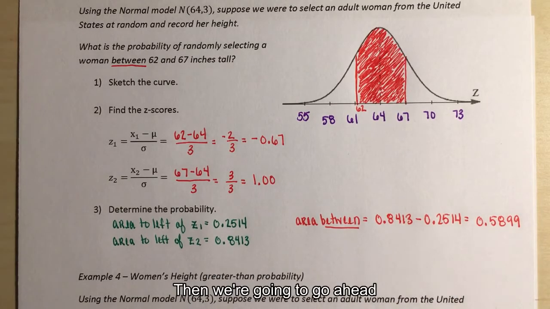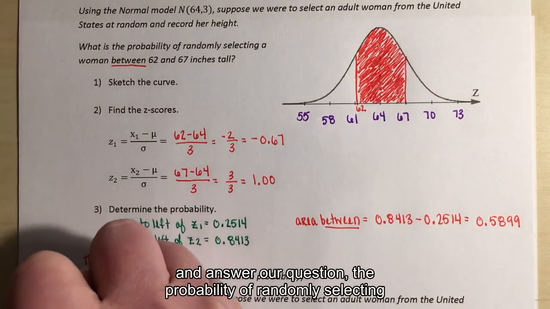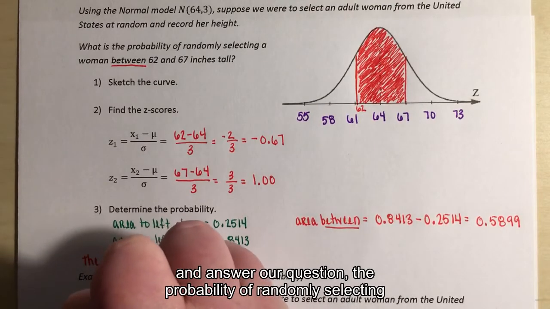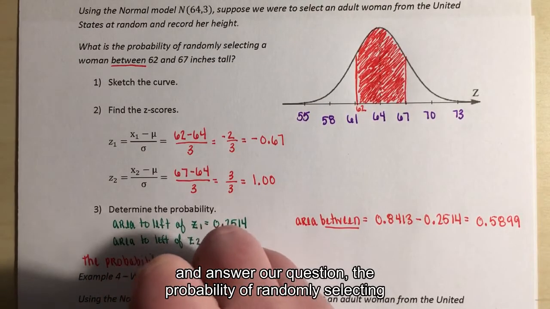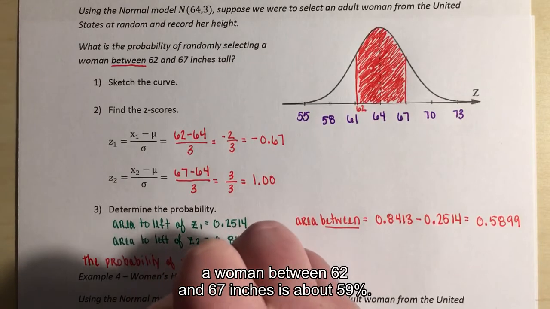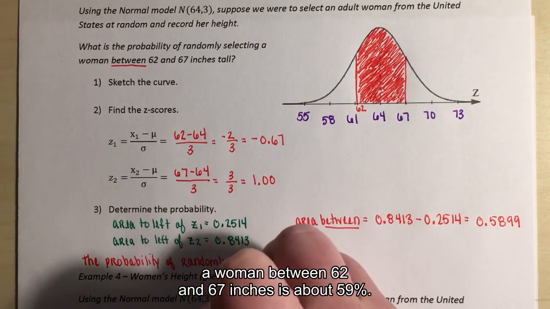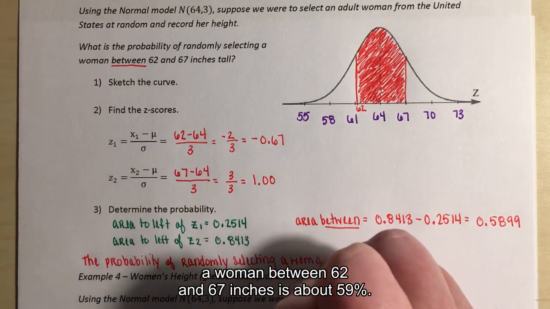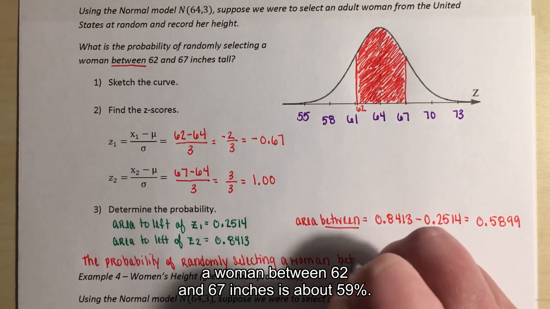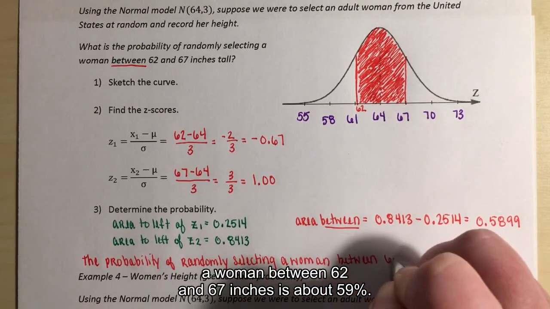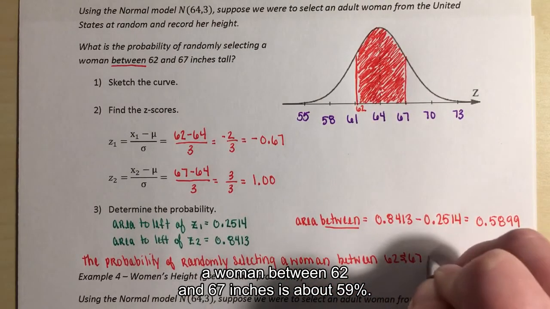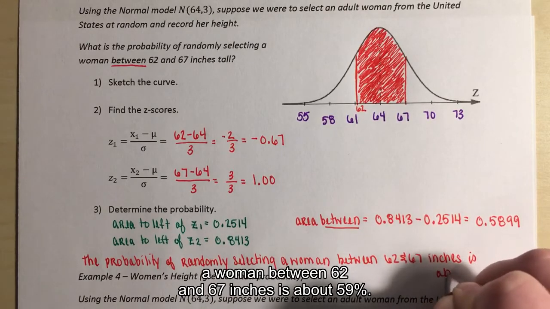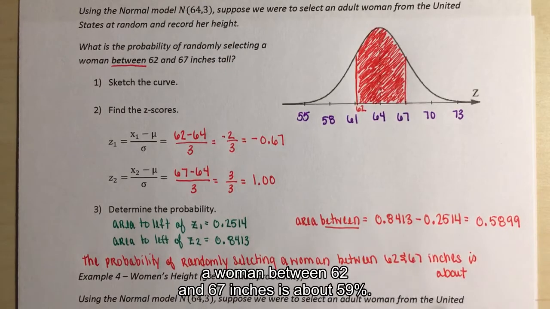Then we're going to answer our question. The probability of randomly selecting a woman between 62 and 67 inches is about 59%.